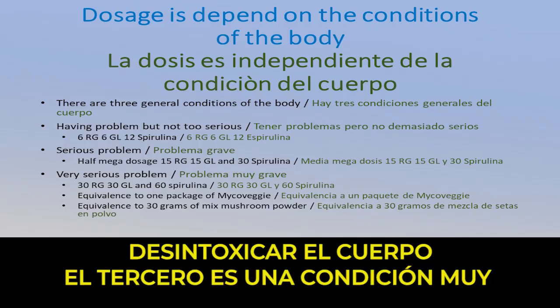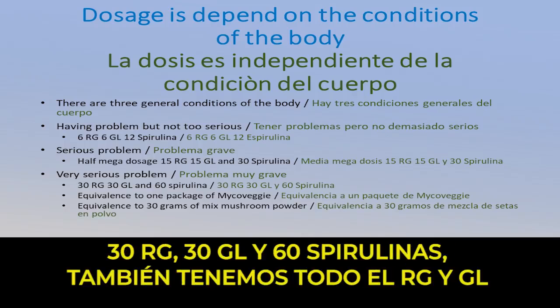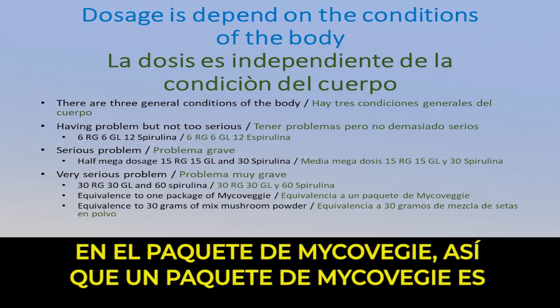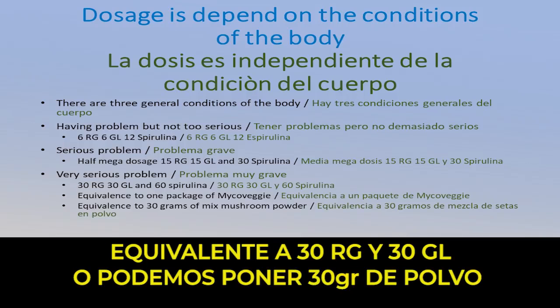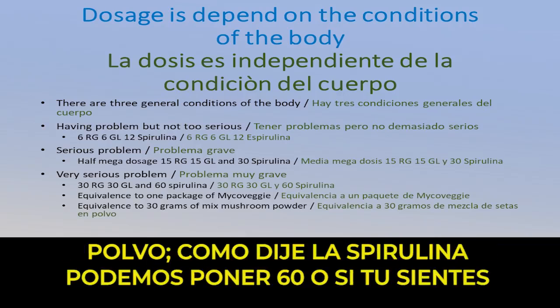Thirdly is the very serious problem. For a very serious problem, you close your eyes and go for the mega dosage. Like 30 Rg, 30 Gl, and 60 spirulina. Then we also put all the Rg Gl into packages of micro-VG. One package of micro-VG is equivalent to 30 Gl and 30 Rg. Or we can put 30 grams of mixed mushroom powder. We do have mushroom powder.